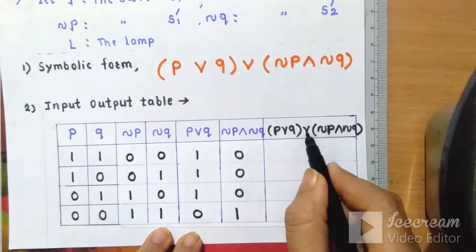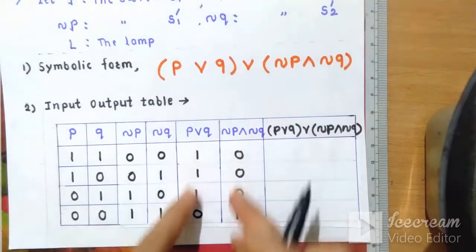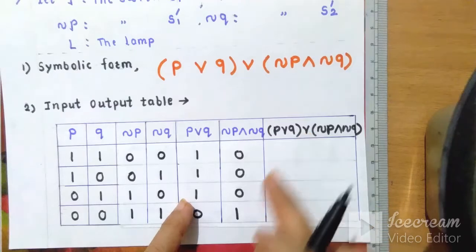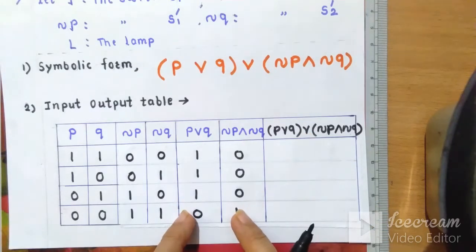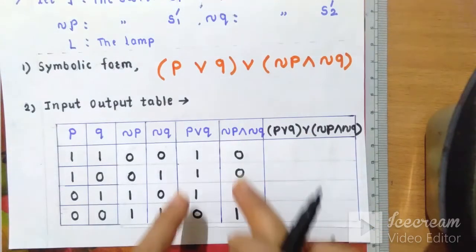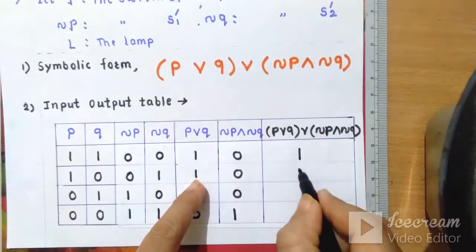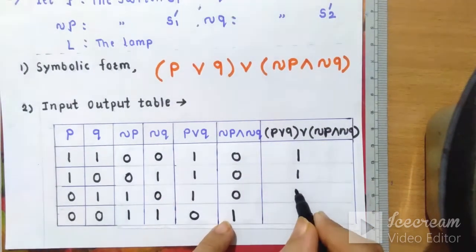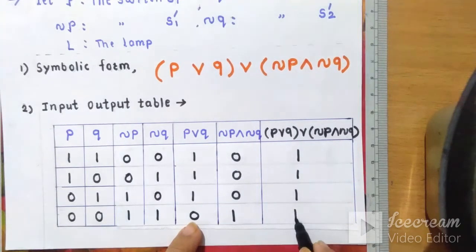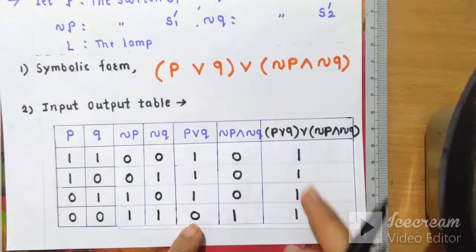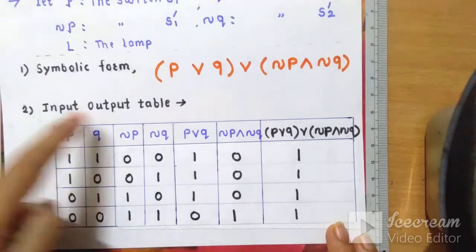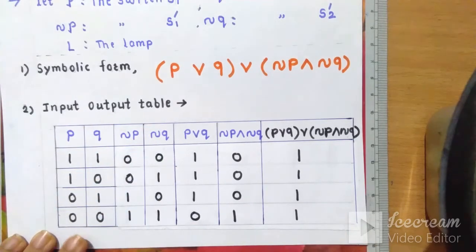And the last column is disjunction between these two columns. The rule of disjunction is if both are 0, then only 0, otherwise 1. So observe here, both are 0, not, so write down 1. Here also 1. Here also we can't observe 0, 0. Here also. So the last column is 1, 1, 1, 1. This is the input output table. And in this way you have to solve the remaining examples.